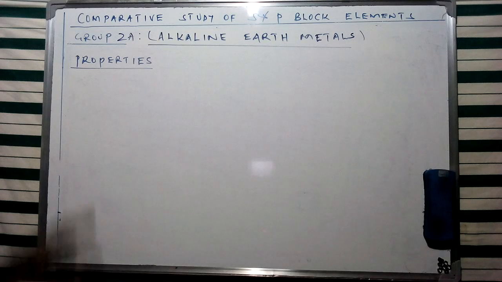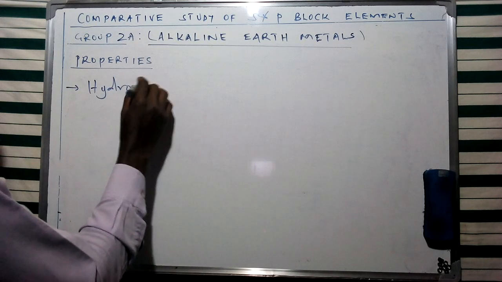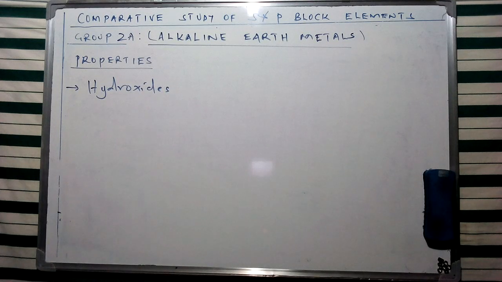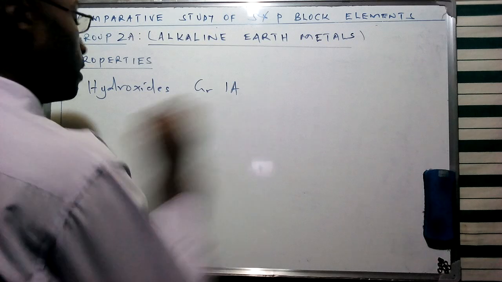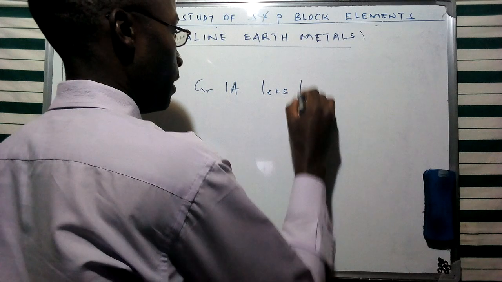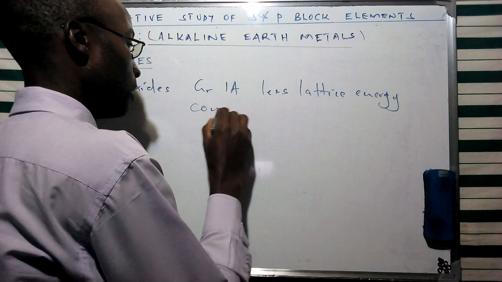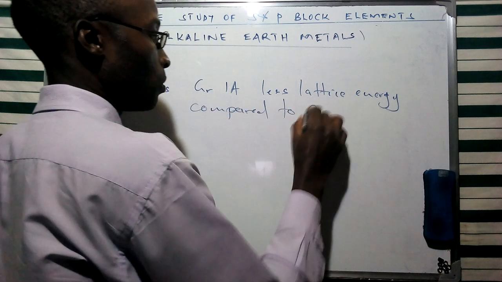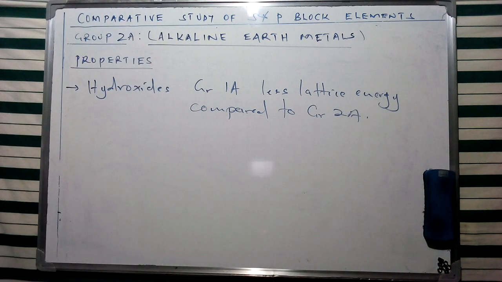And therefore, for this specific discussion, we're going to look at some of the properties. In this case, I mentioned the concept of hydroxides. So we're going to see that the hydroxides of the group 2 elements are going to be contrasted from the group 1 elements, in that the hydroxides of group 1 elements are going to require less lattice energy compared to group 2A elements. So in this specific case, we're going to look at lattice energy.